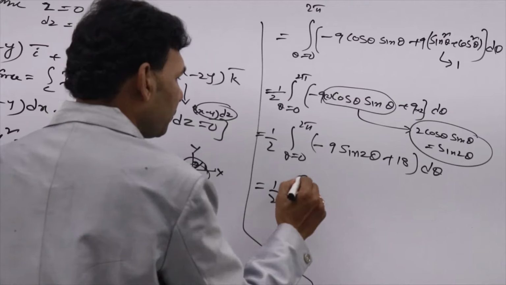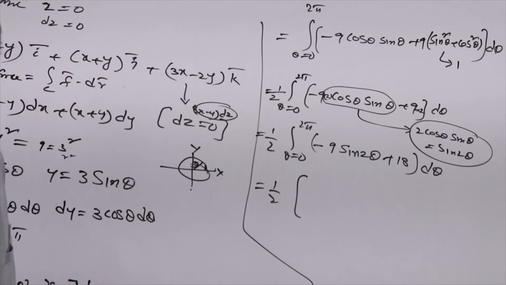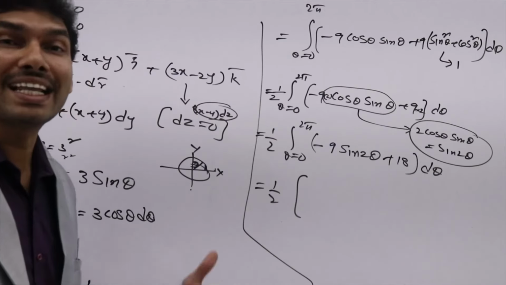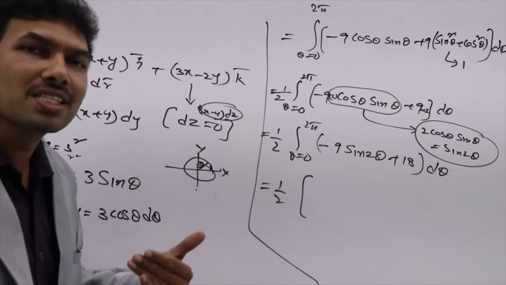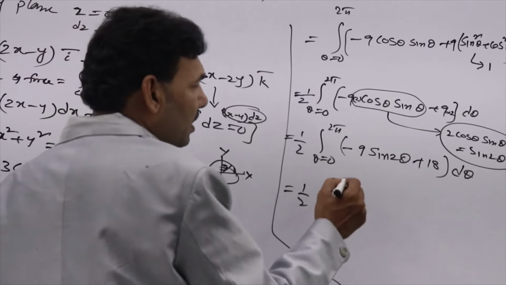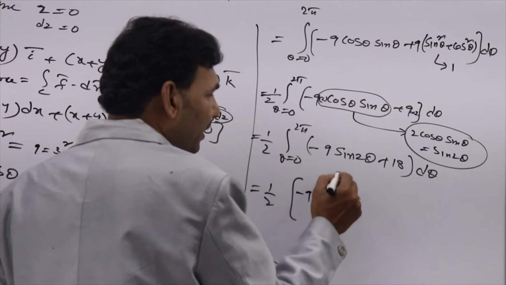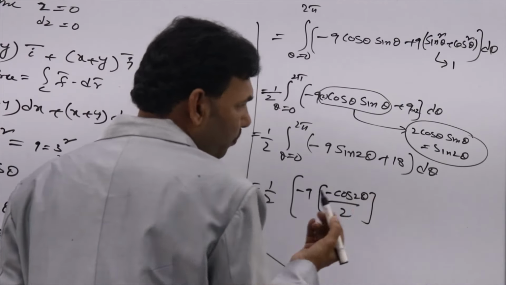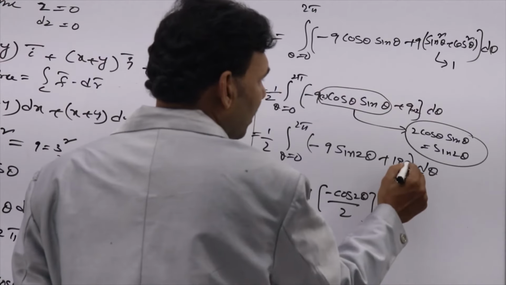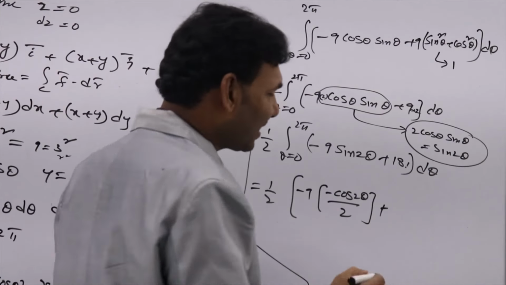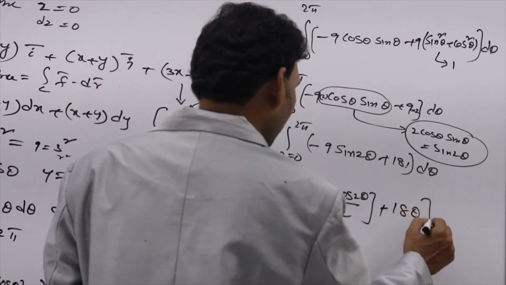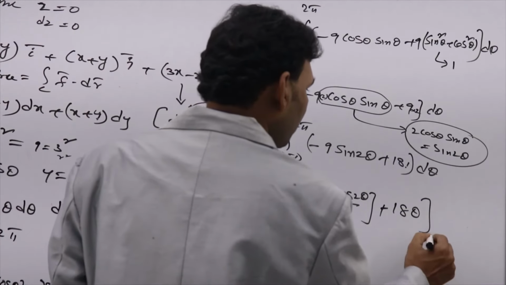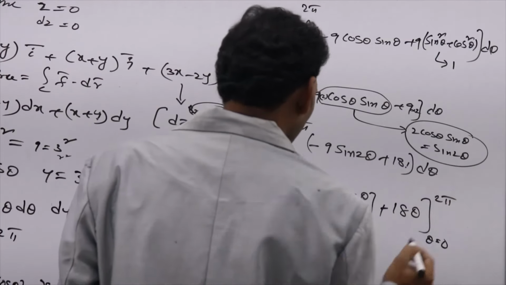Now we integrate. Integral of sin a theta is minus cos a theta by a. That means minus 9 will be there: integral of sin 2 theta is minus cos 2 theta by 2, plus 18, integral of 1 d theta is theta, from theta equal to 0 to 2 pi.